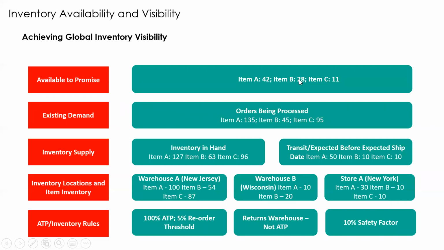Okay. Similarly, for item C, you had 9 items here because again 10% safety factor. 87 here. So 87 plus 9 is 96. Okay, and you have 10 items which are in transfer. So 106, but you have a demand of 95. So then you are left with only 11.